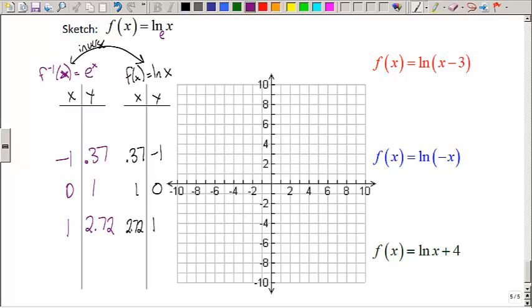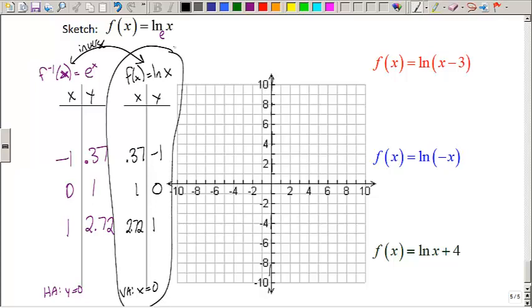On my exponential function e to the x, I have a horizontal asymptote at y equals 0. So when I switch the x and the y, I have a vertical asymptote at x equals 0, or the y-axis, for the actual function I'm graphing.